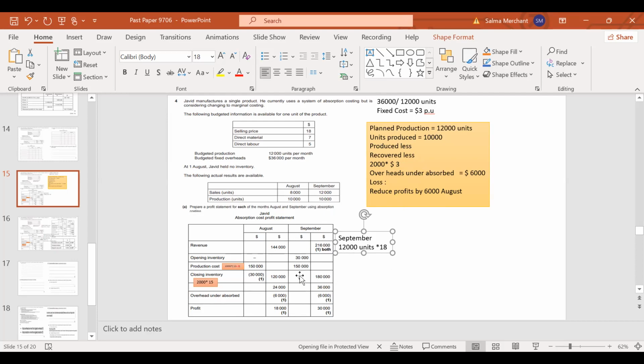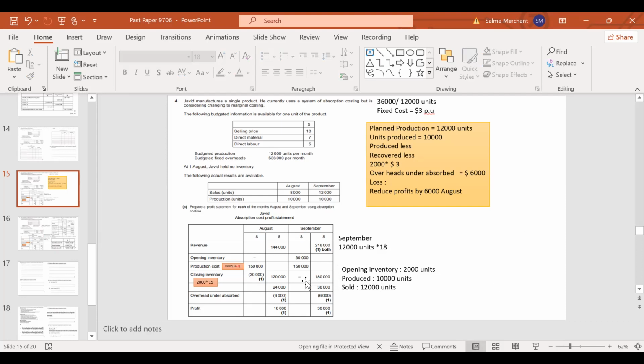Closing inventory you'll calculate, na? Now listen to me. You have opening inventory of how much? 2,000 units. Correct? You have produced how much? 10,000 units. You have sold how much? 12,000. So do you have any closing inventory? No. So your closing inventory is nil.